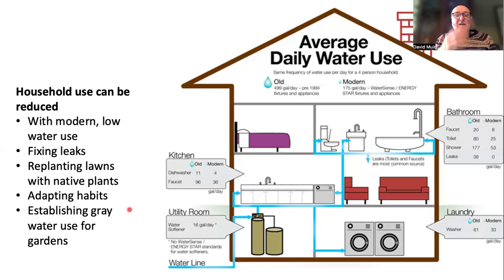Lastly of all, we would all do well to establish gray water use, using water, let's say from dishwashing, from the shower, from ordinary washing, etc., and using that to irrigate our gardens. And it can even be used to irrigate farm fields, and that sort of thing.